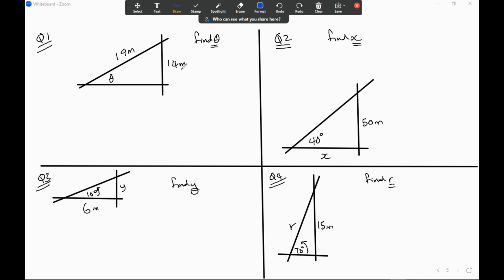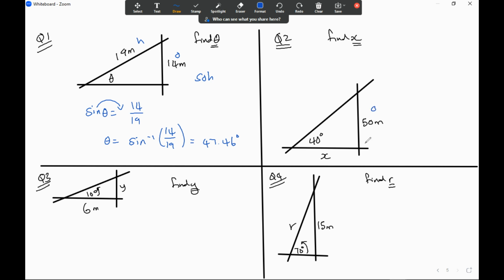In the first one here, we're going to choose SOH CAH TOA. So we've got opposite and hypotenuse, so we're going to use SOH. Sine theta equals 14 over 19. Moving sine over to the other side becomes shift sine. On the calculator, shift sine, fraction button, 14 over 19, comes to 47.46 degrees.